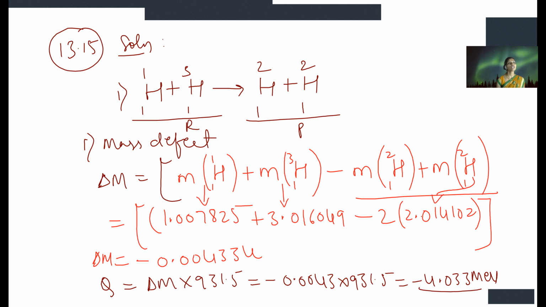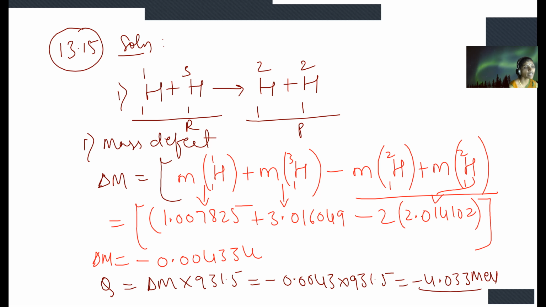And we know Q value is calculated by using the formula delta M into 931.5. And we got for the first reaction minus 4.033 mega electron volt. This is for the first equation.